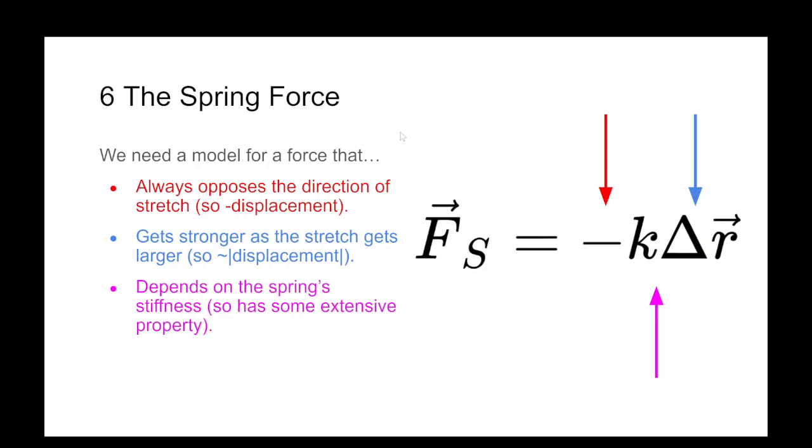Because a spring, if I stretch it outward, it's going to pull inward. If I push it too far inward, it's going to push outward. So I need this to go like the negative of the displacement vector. So that's why this negative sign is here. The negative means always pull me back toward equilibrium.